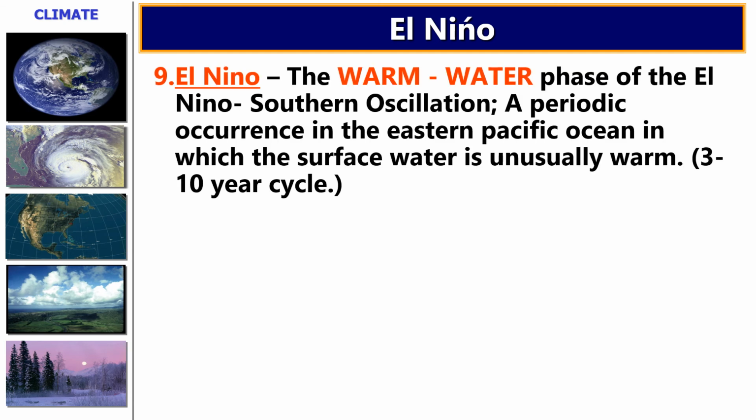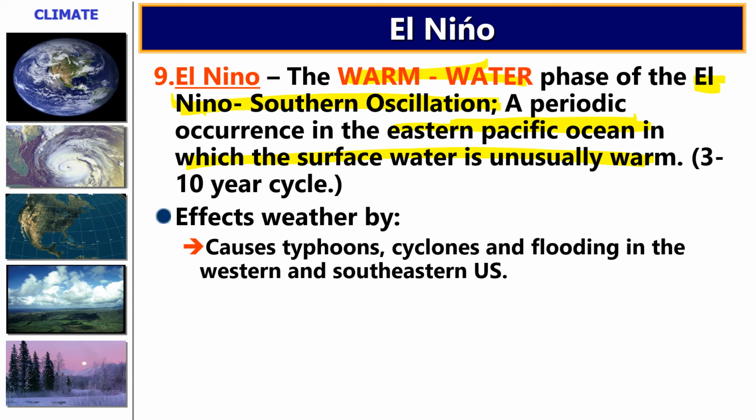So El Nino is known as the warm water phase of the El Nino Southern Oscillation, or ENSO, cycle. So warm water oscillation. Basically, the eastern Pacific Ocean becomes weirdly warm, and this tends to happen once every 3 to 10 years normally. And because the ocean gets warm along that specific spot, you get all sorts of changes to your pressure, and pressure drives all weather.